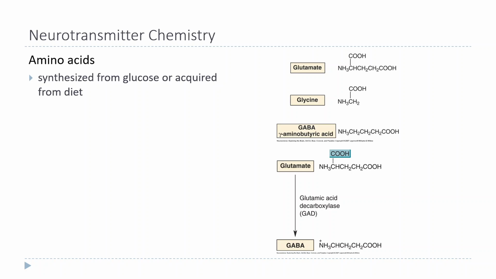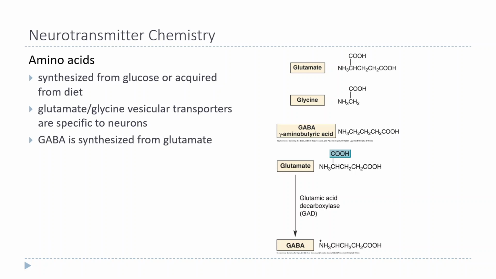So you can't use the synthetic enzyme as a marker for these neurotransmitters. But you can look for their specific vesicular transporters, because there's a specific glutamate transporter and a specific glycine transporter, and those are only going to be found in glutamate neurons and glycine neurons respectively. So if you want to know if a neuron releases glutamate, instead of looking for glutamate enzymes, you would look for the glutamate transporter.